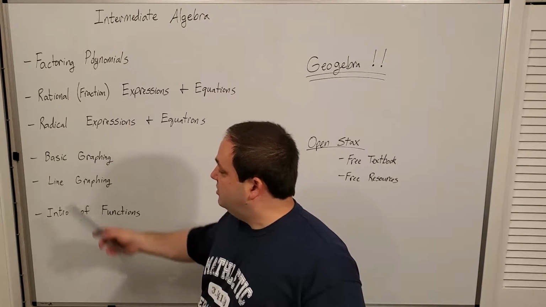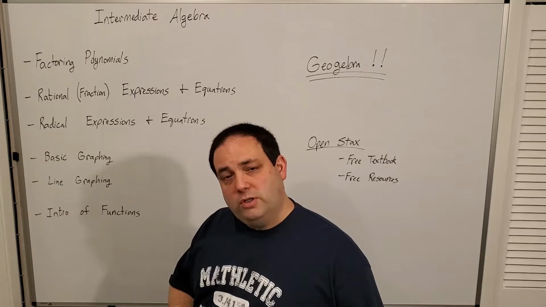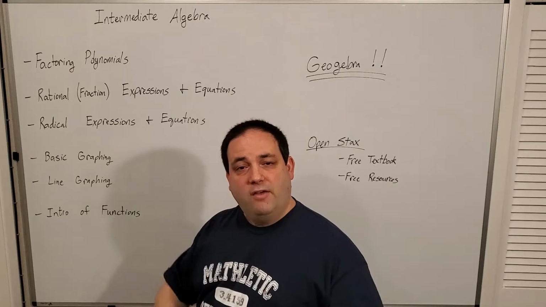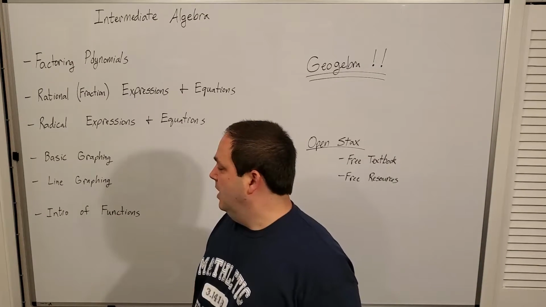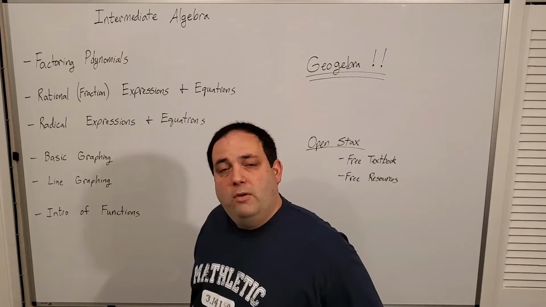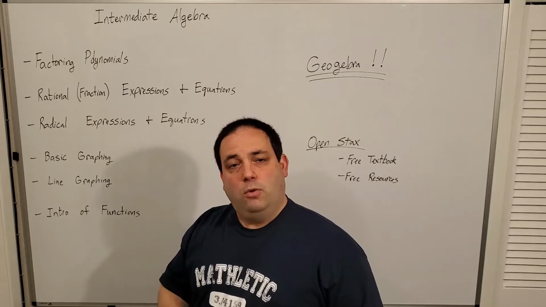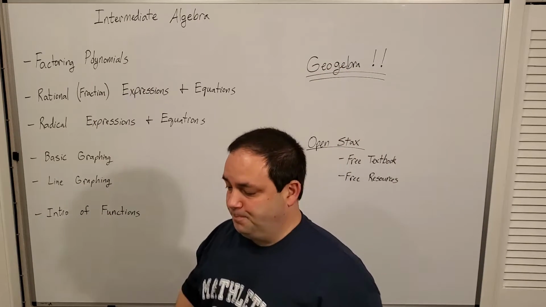Then there's also some basic graphing and some line graphing in the rectangular coordinate system. Basic graphing would be points. Line graphing, of course, would be graphing the actual objects of lines and the equations that go with that. And then we talk about functions a little bit just to get your head ready for the big talk of studying functions in college algebra.